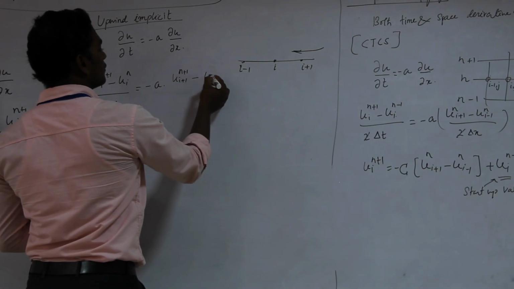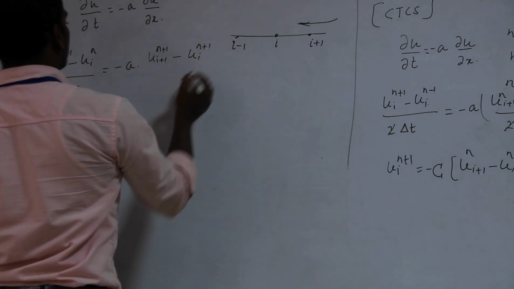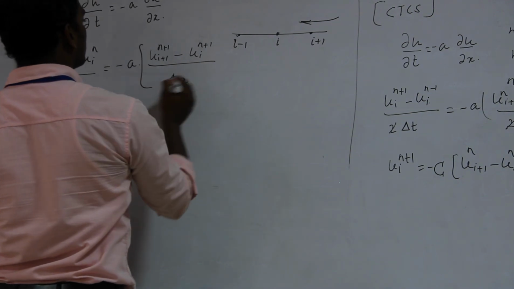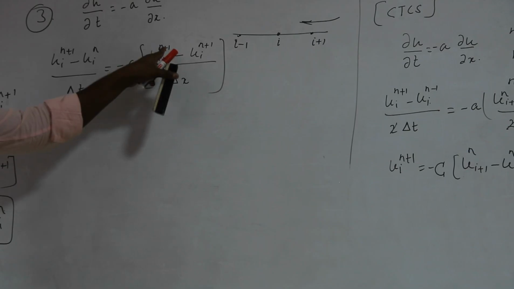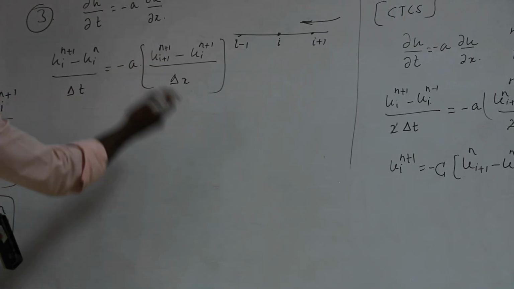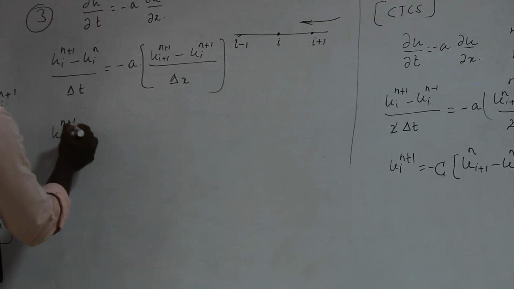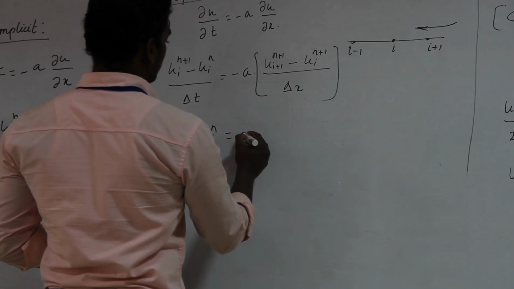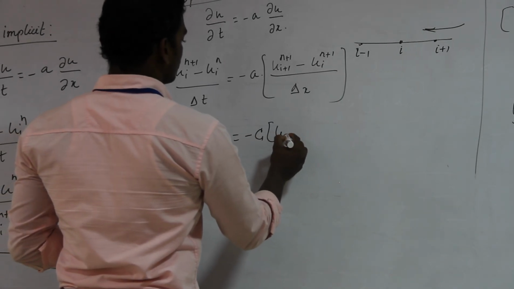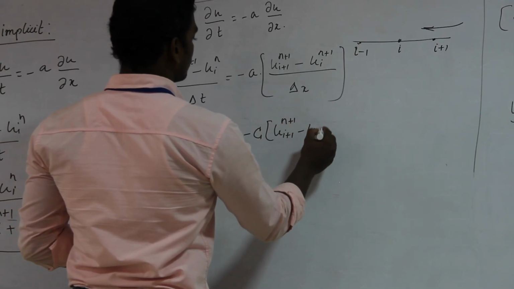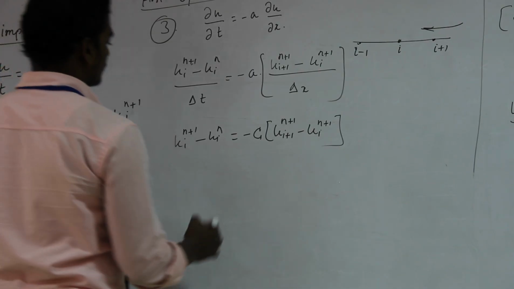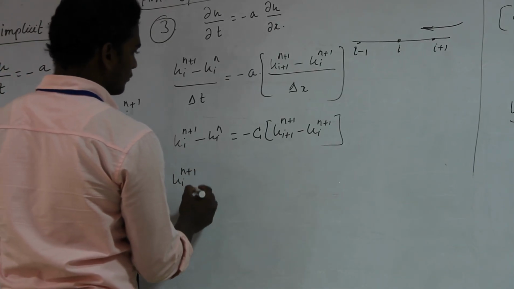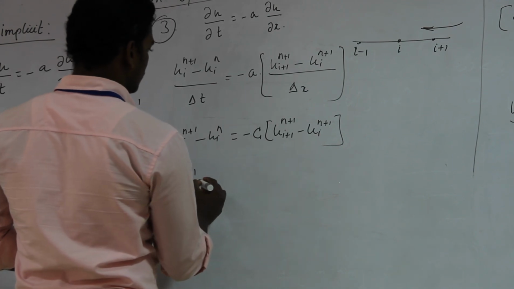For example, flow is present in this direction, I have i, i plus 1 and i minus 1. I have to mark i plus 1 and i, so both are in. Okay. This time I have applied the same logic here, instead of the nth level, n plus 1. That's all. Now again gather all the n plus 1 and n terms. Okay. So minus c.